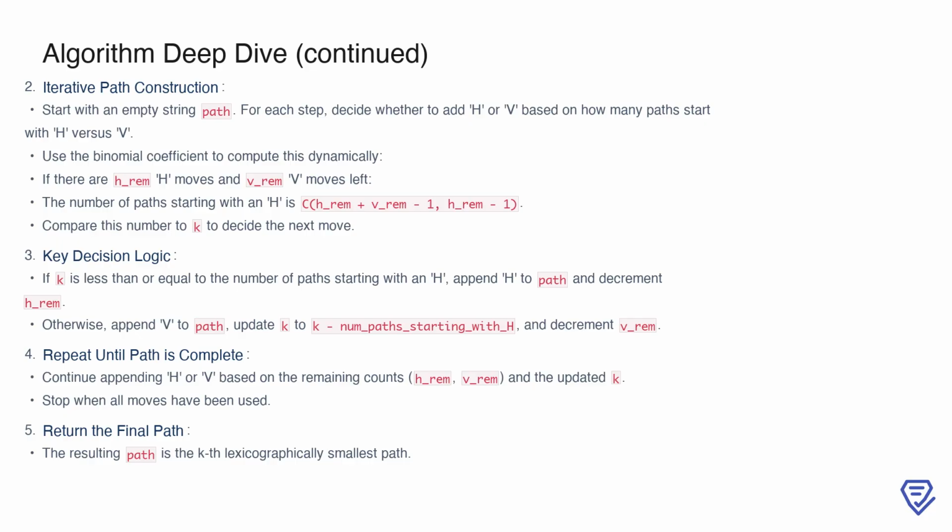If the count of these paths is greater than or equal to k, we append h to the path and decrement h_m. Otherwise, we append v, adjust k by subtracting the number of paths starting with h, and decrement v_m. This process is repeated until all moves have been used, ensuring the path is constructed correctly step by step.